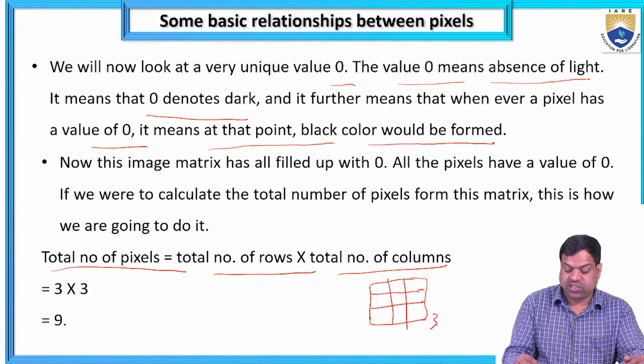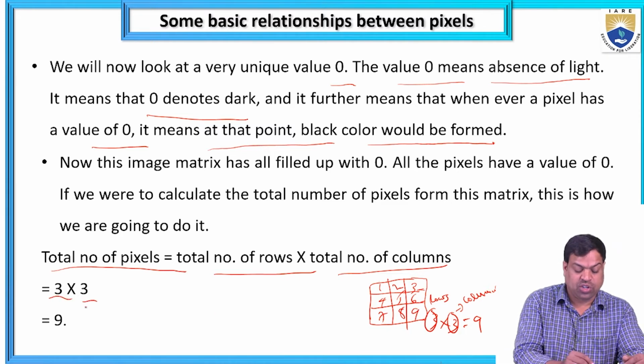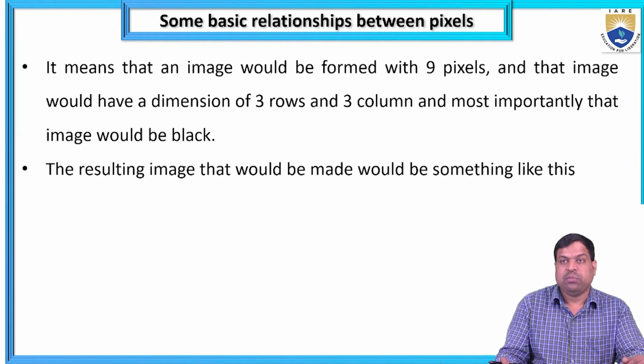So this is a 3 by 3 matrix. 3 by 3 means 3 rows and 3 columns, so total 9 are there: 1, 2, 3, 4, 5, 6, 7, 8, 9. So 3 rows into 3 columns equals 9 pixels. It means that an image would be formed with 9 pixels and that image would have dimensions of 3 rows by 3 columns. Most important, that image would be black.